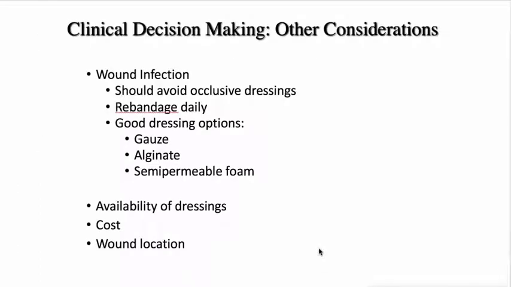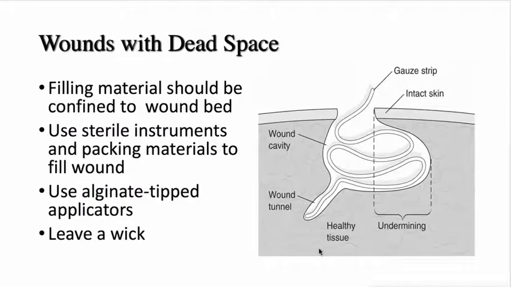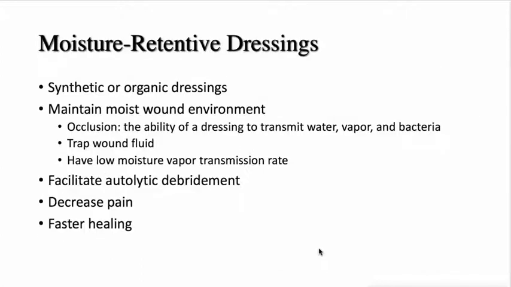Some clinical decision making with wound infection, we want to avoid occlusive dressings, rebandage daily, and we want to use good dressing options: gauze, alginate, semi-permeable foam. We want to look at the availability of dressings, cost needs to be considered, and of course, wound location. Wounds with dead space, filling materials should be confined to the wound bed. Use sterile instruments and packing material. Use alginate tipped applicators and leave a wick. So you want to leave an area outside so it can be pulled out.